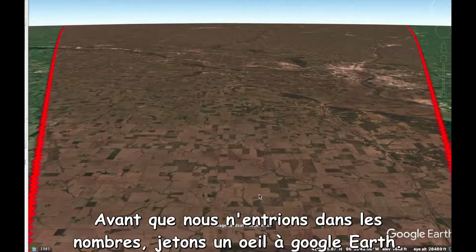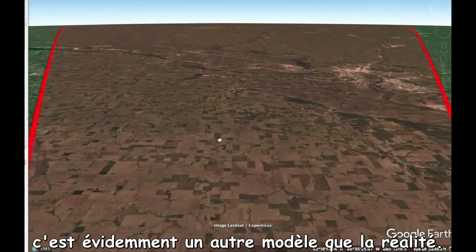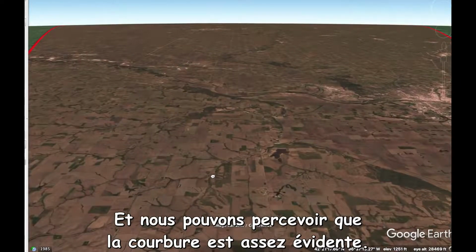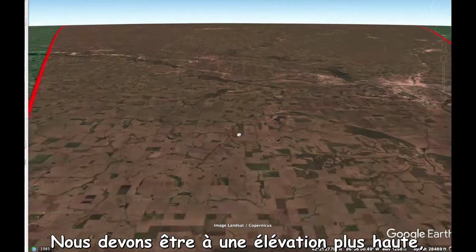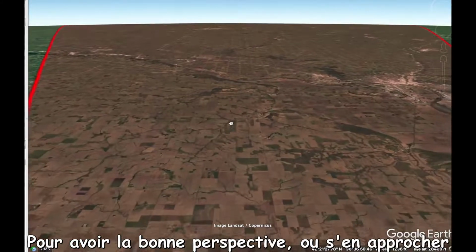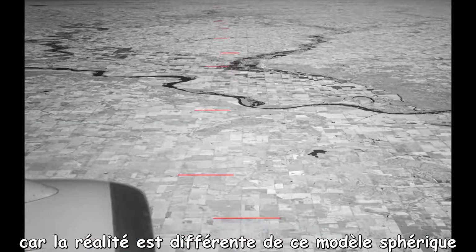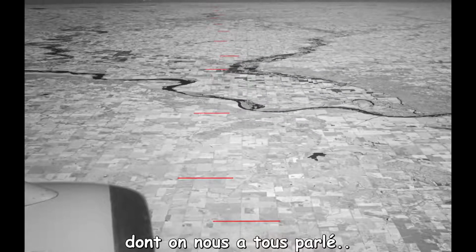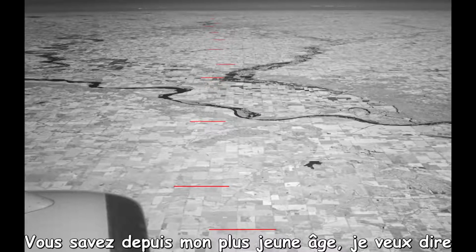Before we get into numbers, let's have a look at Google Earth, just for comparison. Obviously, different model than reality, and we can perceive that curvature. It's quite obvious, and sometimes we have to be at a higher elevation or much closer to get the right perspective, or close to it. We cannot match the full perspective because reality is different than this globe model that we've all been told about and educated, from a young age.